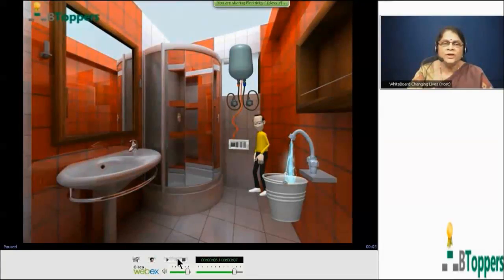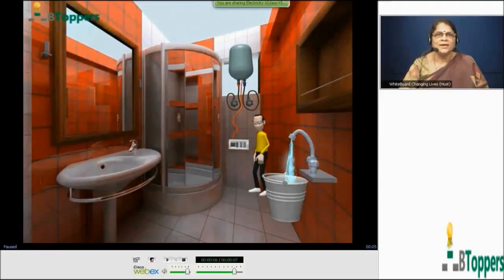Geyser needs some energy to heat the water. So from where is the geyser getting the energy? It must be getting energy through the wire like this, and then it must have heated the water. That is how you are getting hot water. What can this energy be which has heated the water and lighted the bulb? This is nothing but electrical energy. So today, children, we are going to learn about electrical energy.